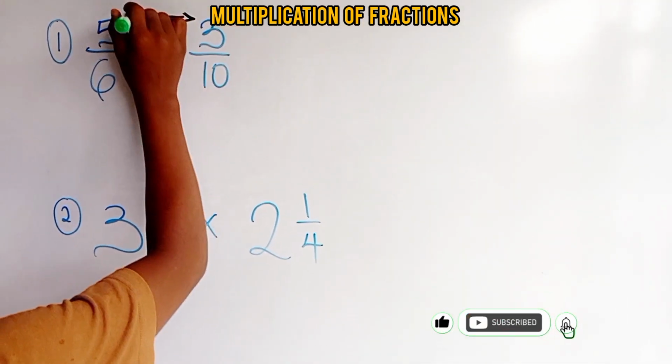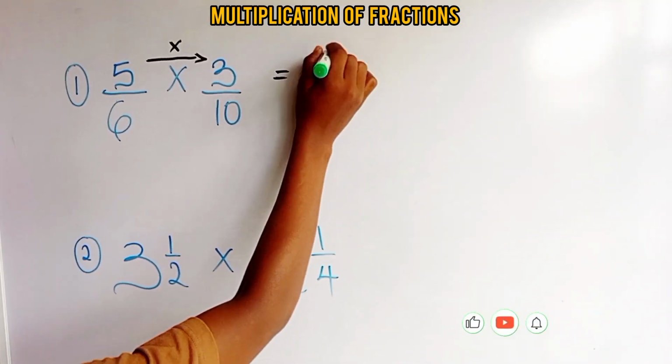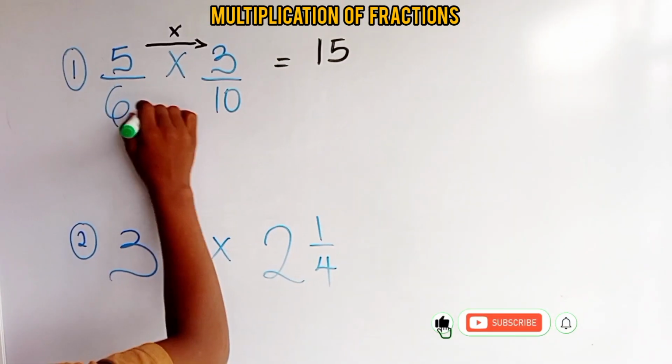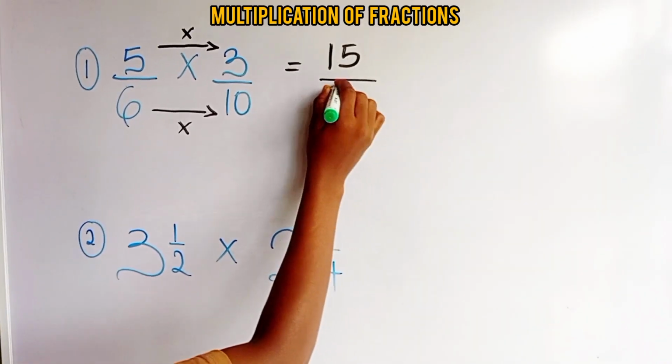First, multiply your numerator with your numerator. So 5 times 3 will give us 15. And then multiply denominator to denominator. 6 times 10 will give you 60.